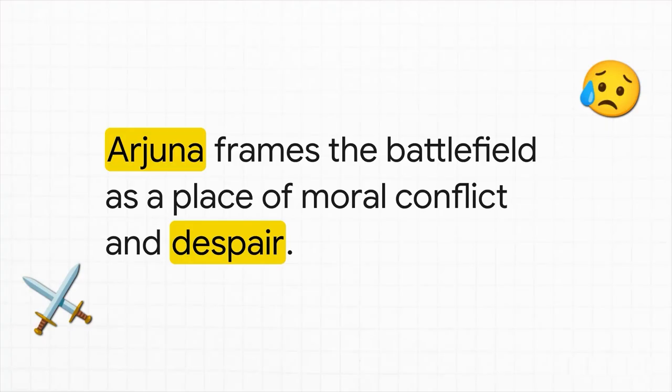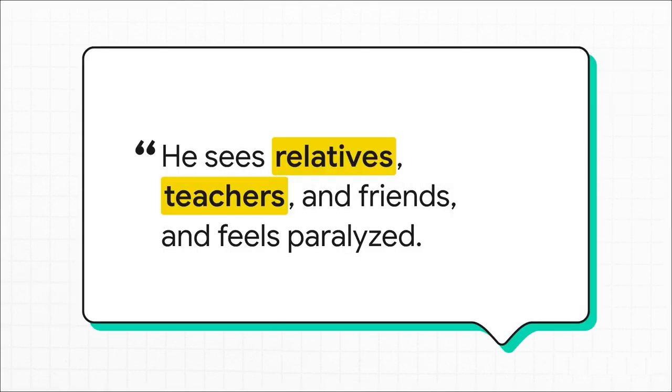So, our first case study comes from the Mahabharata. We're right at the beginning of the epic battle of Kurukshetra, and the great warrior Arjuna is facing an absolutely impossible choice. This right here is Arjuna's frame. He looks across the battlefield, and he doesn't see an opposing army.